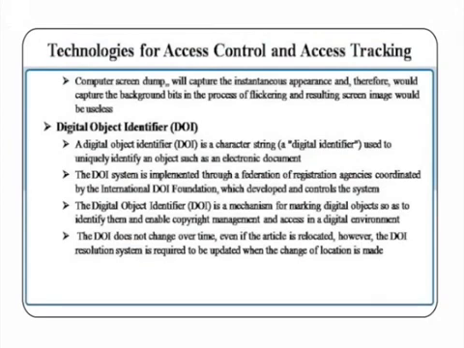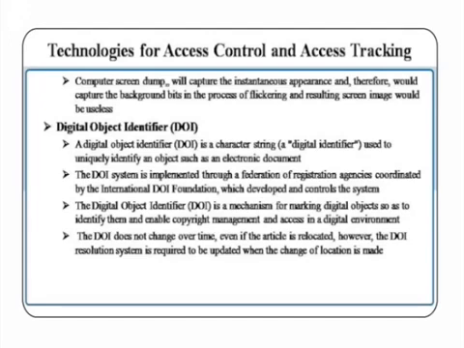The digital object identifier is a character string or a digital identifier used to uniquely identify an object such as an electronic document. The DOI system is implemented through a federation of registration agencies coordinated by the International DOI Foundation, which developed and controls the system.